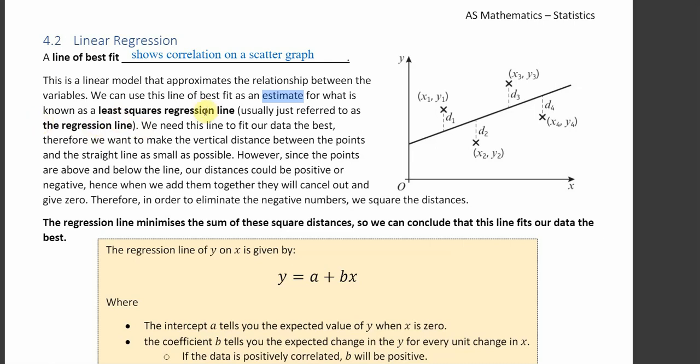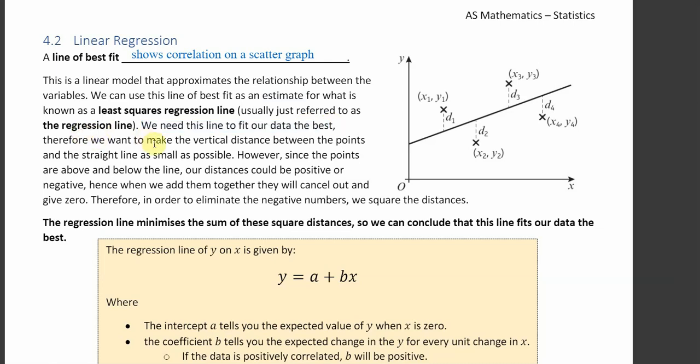But there's a thing called the least squares regression line, and it's something we can calculate in statistics, and it's actually the line of best fit. So we don't draw it just by looking at the scatter graph and trying to draw a line which is as close as possible to all the points. There are formulae we can use to calculate the equation of the line of best fit, and that is the regression line. Now, we need this line to fit our data the best.